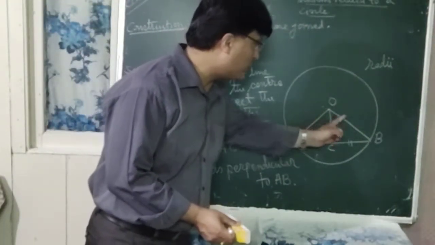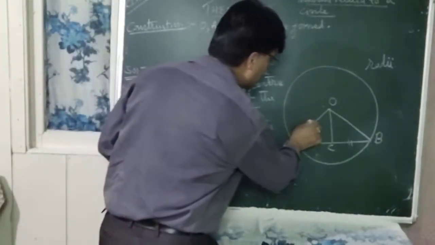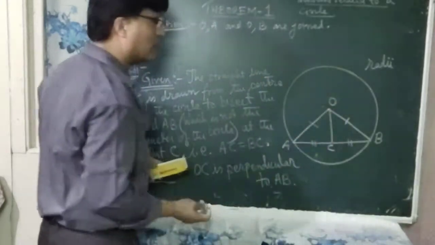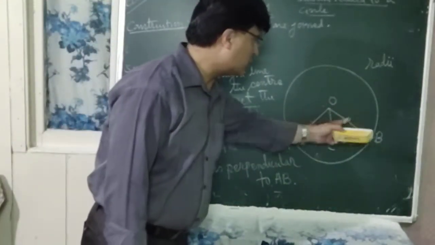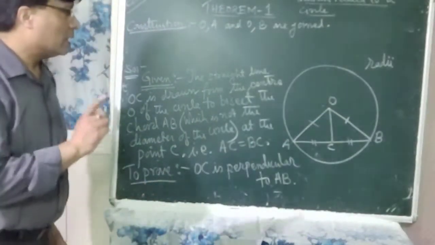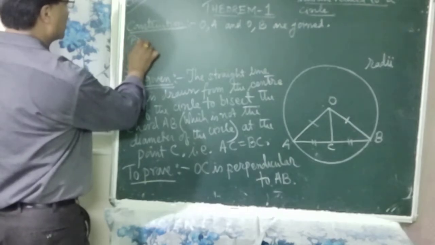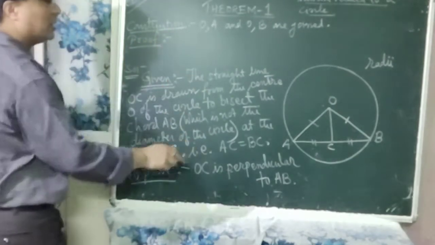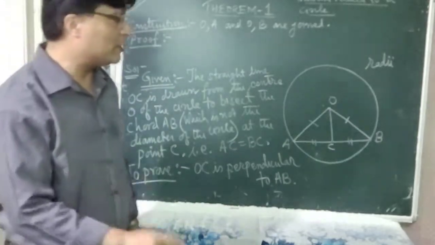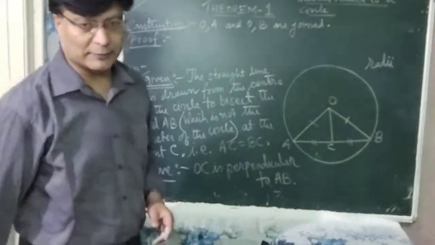So O comma A and O comma B are joined here. So OA and OB are the radii of the same circle. भनेपछि radii of the same circle must be equal. यो दुईटा equal भयो. बुझ्दैछ? That means OA is equal to OB. Okay? So now proof. अब हामी प्रमाण गर्छौं. अब हामी प्रमाण कसरी गर्छौं? OC is perpendicular to AB. अब हामी प्रुभ गर्छौं this OC is perpendicular to AB.